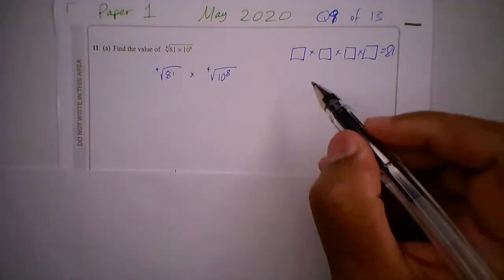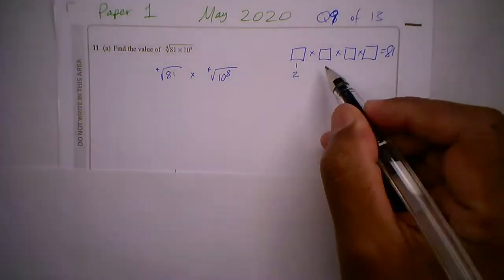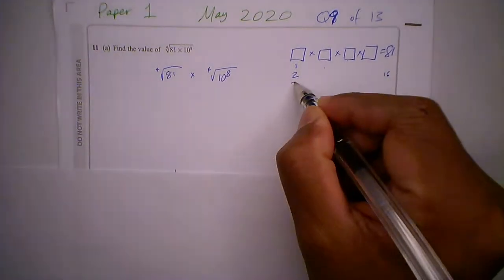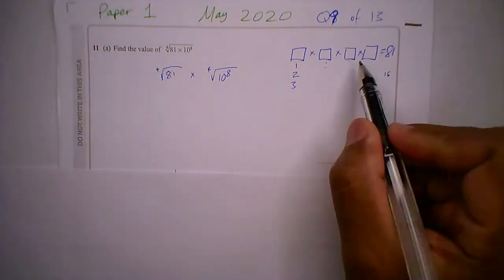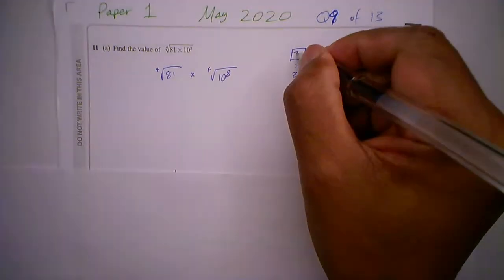So I can go through my options. 1 is going to be 1. 2 times 2, 4, 8, 16. 3 times 3 is 9. Times 3 is 27. Times 3 is 81. So my answer here is 3.